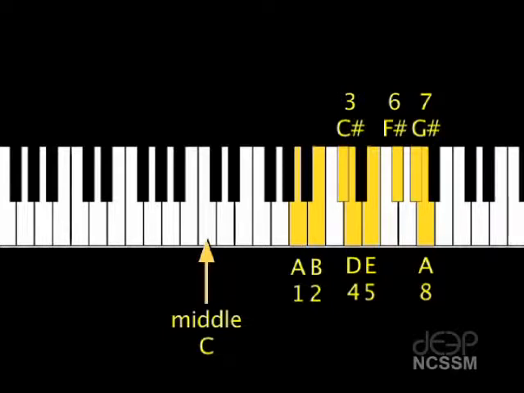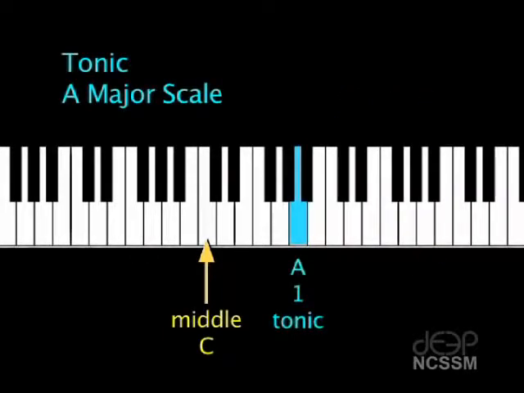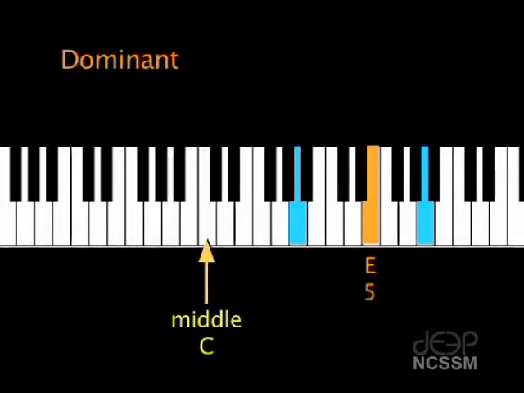Certainly, the 2 A's, number 1 and 8, are the most important notes of the scale. They are known as the tonic, and they bear the name of the scale, in this case, A major. The next note of importance is the 5th note of the scale. It is known as the dominant of the scale and is generally considered to be the second most important note in the major scale.